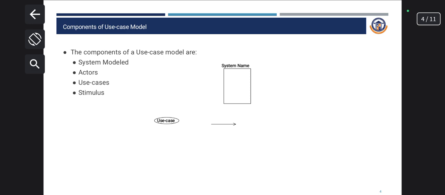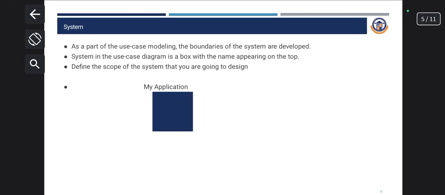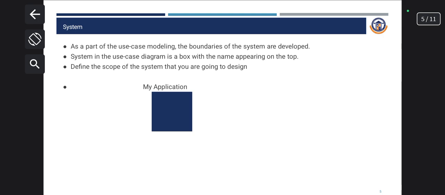So the next one is system. So now let us understand the system components. The system is represented as a rectangle box in the use case diagram. And the name of the system is written at the top of the rectangle box. In the name, system or my application, whatever depends upon the use cases, we can change the name as well.